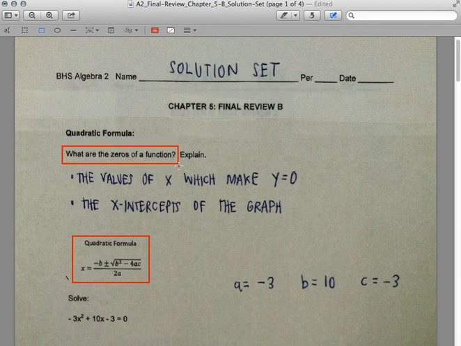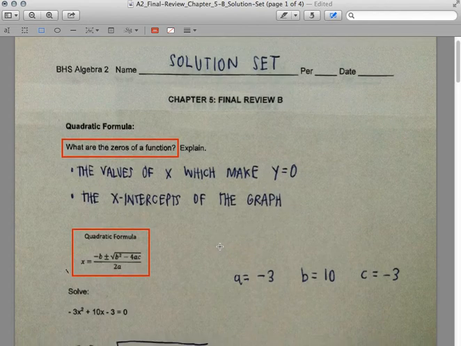We are essentially asking what values for x in a quadratic function will produce an output value of 0. So we can see here the values of x which make y equal to 0, or the x-intercepts of the parabola graph. So let's take a look.